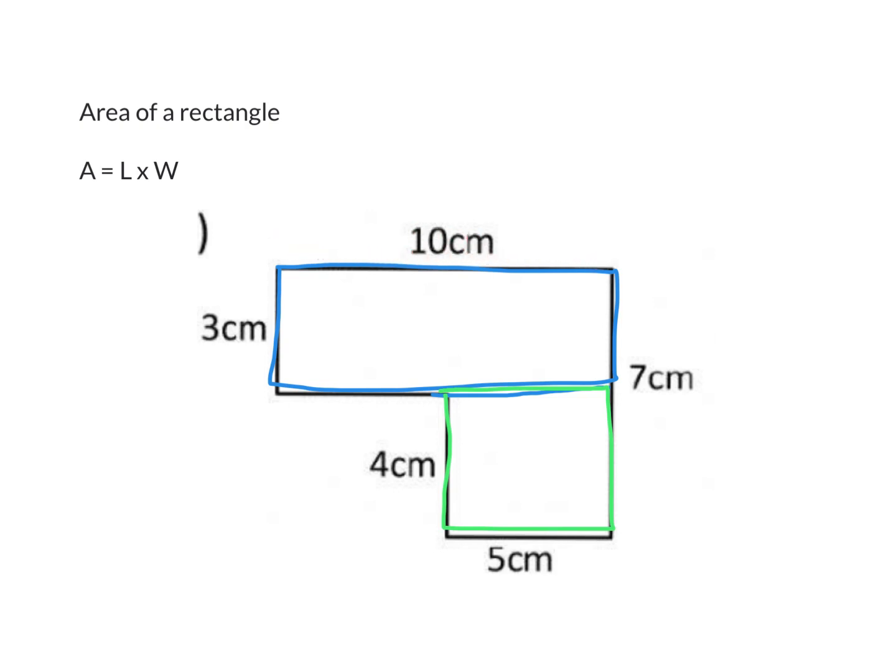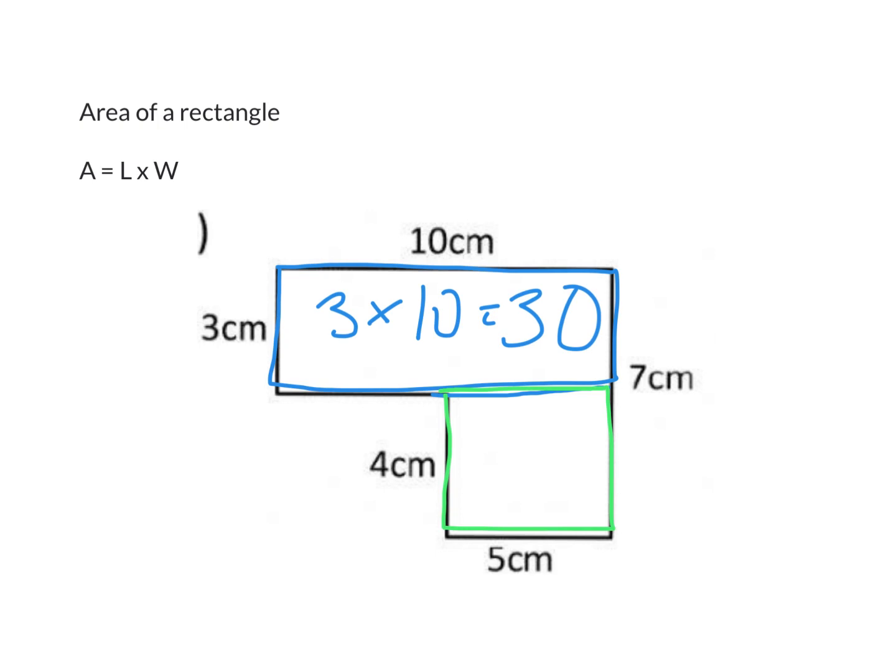So if you trace them again, you can see the 7 stretches across blue and green. So I cannot use that. So to find the area, I'm going to do 3 times 10 equals 30. And please do the same on your paper.